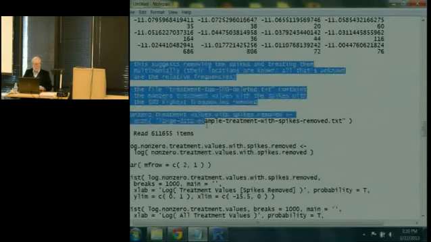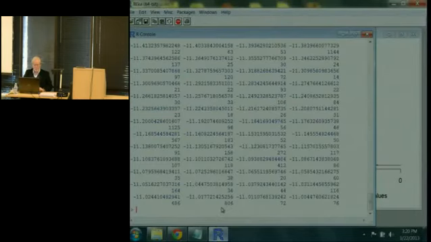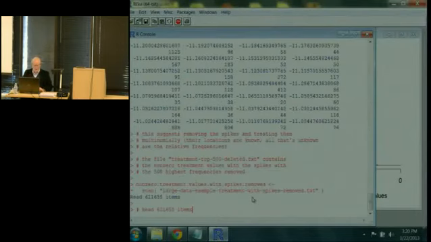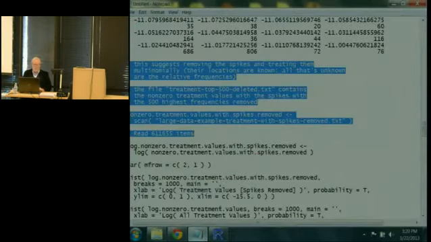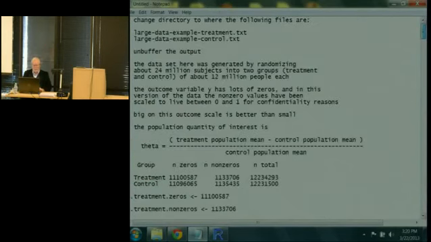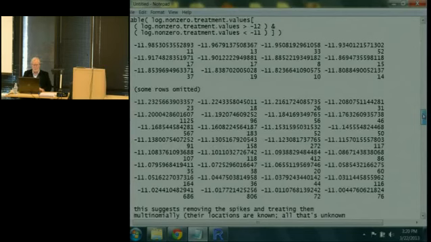And that turns out to have 611,000 roughly values still left of the roughly 1.1 million non-zero values that we started with. So we're looking at the treatment data here. We had about 1.1 million, and a bit over half of those values are left in the part that's left over after I pull out the spikes.